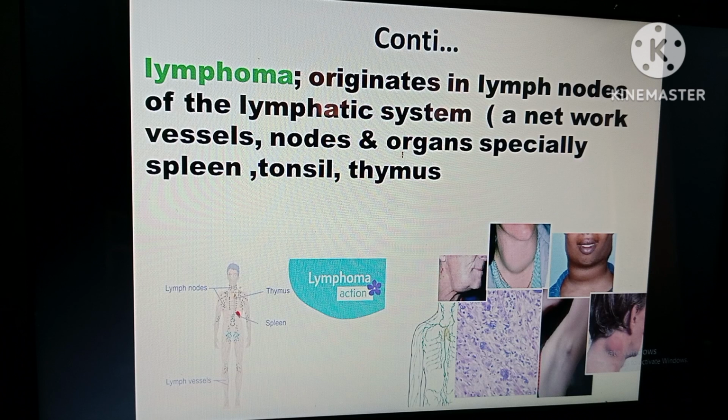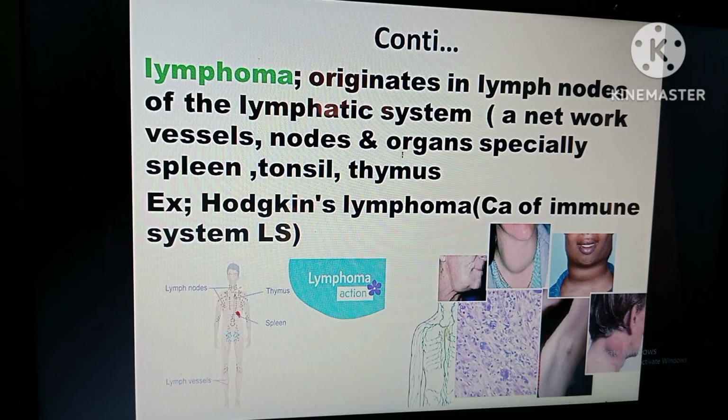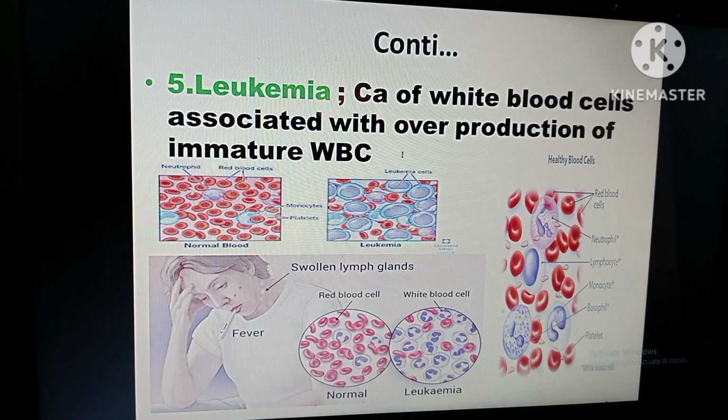Okay, the next one is lymphoma. It originates in the lymph nodes. Lymph nodes are a part of the immune system. Inside the lymph nodes, the lymph glands, there is a fluid that flows throughout the body and provides immunity for us. So the cancer cell originates in the lymph nodes of the lymphatic system. An example is Hodgkin's lymphoma, a cancer of the immune system. You can see in the picture nicely. Okay, next we will move on.